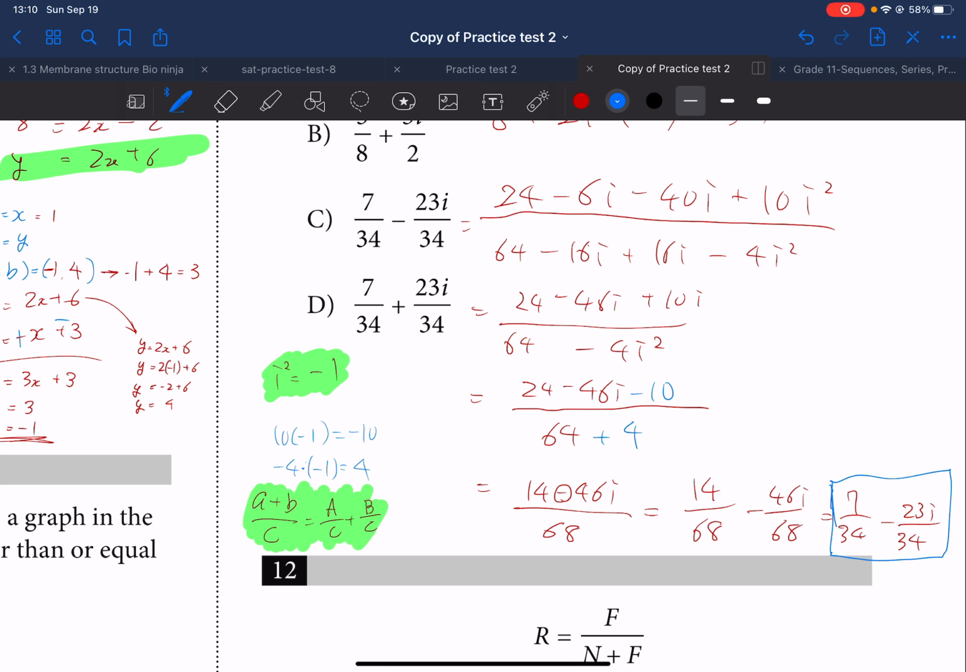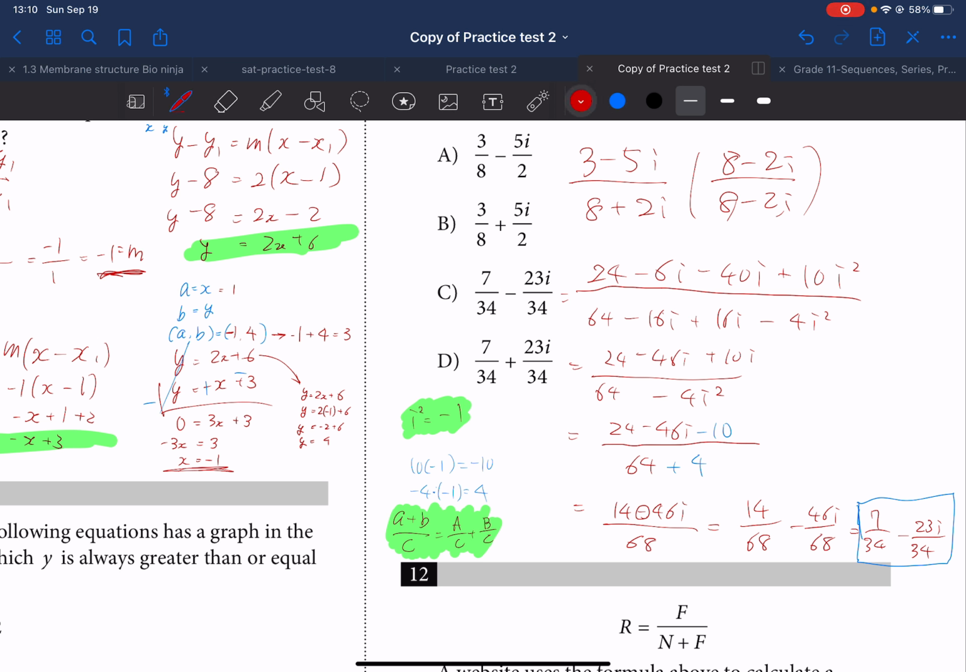So this is equivalent to C, right? So C is the answer.